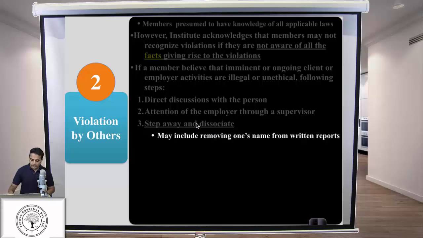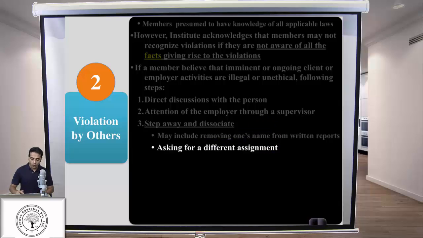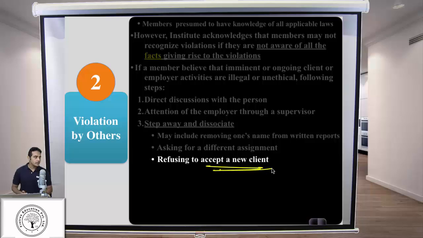Okay. Now they've given certain examples of how to disassociate. You can ask them not to write my name on the report. If we are collectively preparing an equity research report, you can tell them, please remove my name from the report. Or you can tell them, I don't want to work on this client anymore, give me a different assignment. Or you can simply refuse to accept a new client. These are some of the examples.